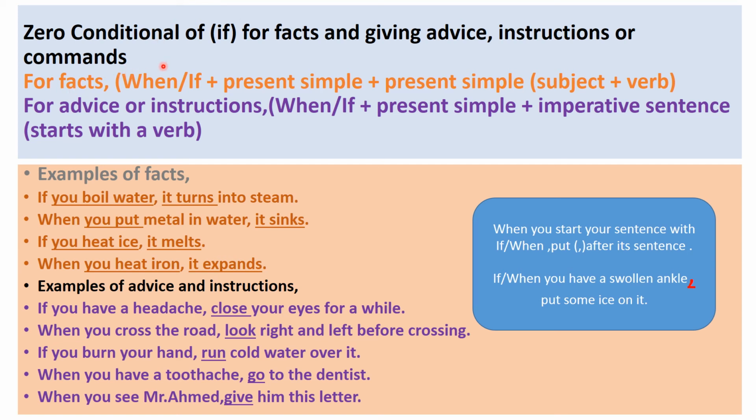If I'm going to talk about facts, I'm going to use when or if. Here, when has the same meaning as if. Then I put a complete sentence in the present simple tense. Then the second part will also be in the present simple tense. But pay attention, I'm going to use a complete sentence, subject and verb.